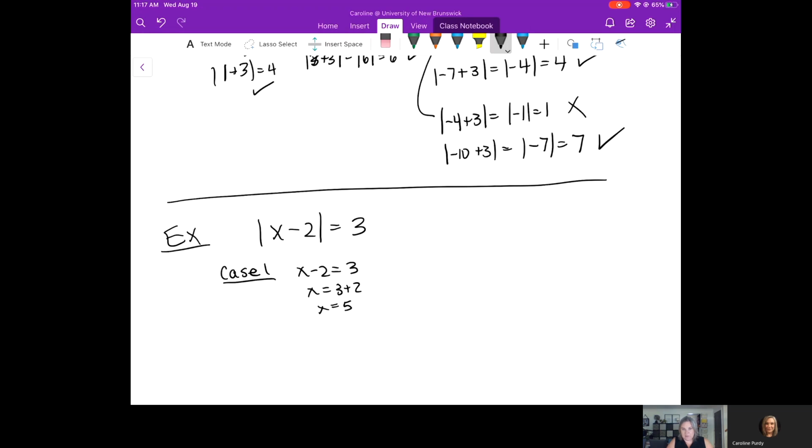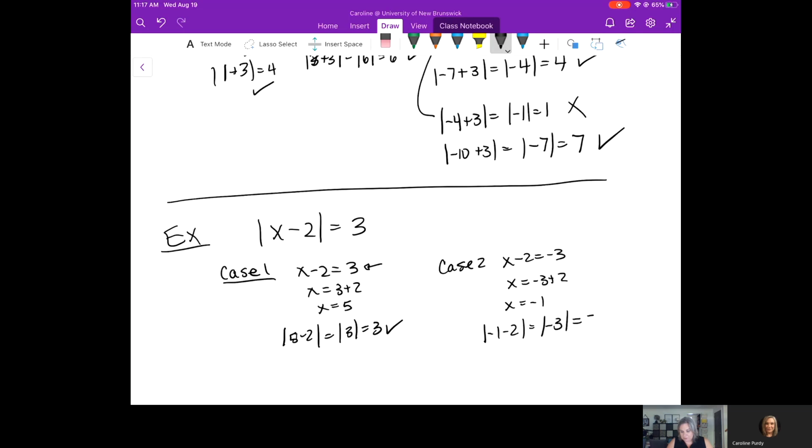So 5 would be an answer that if I plug it in here, I would get 3, actually positive 3. You see, I tried the positive 3. So 5 minus 2 is 3, and that's positive 3. That works. Case 2 is if the inside of that bracket is equal to negative 3. That gives me negative 1. So if I plug negative 1 in, I get the absolute value of negative 3, which is positive 3, and that also works.